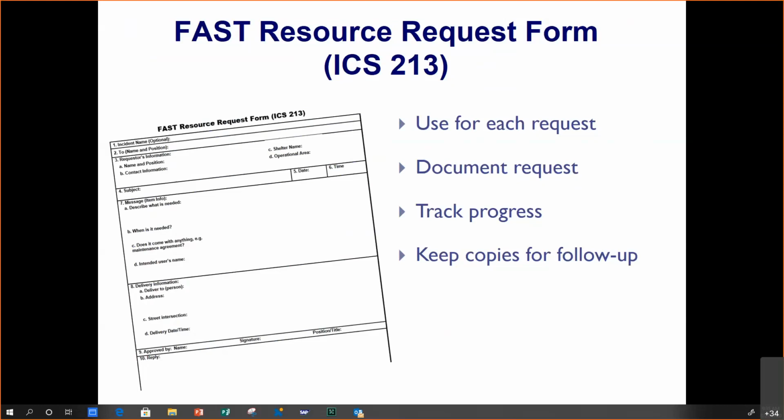So if you have a family where someone is taking care of their parent and has a child who has functional access needs, the elderly parent who has access needs would have a form, and then the child would have a form. You can't combine an entire family on a resource request form. So make it out for each person.